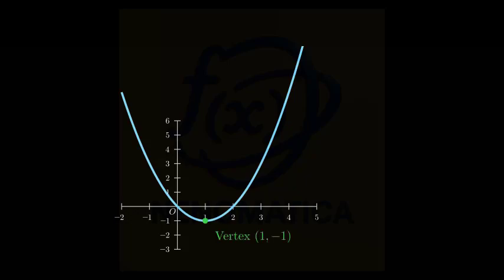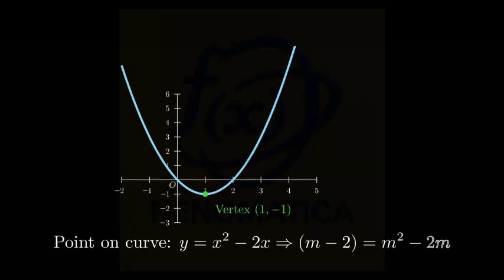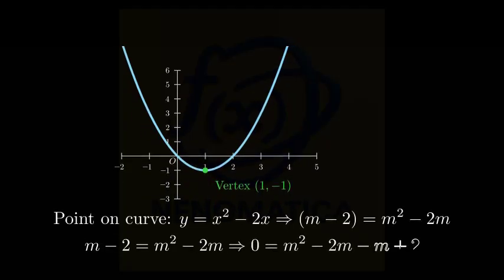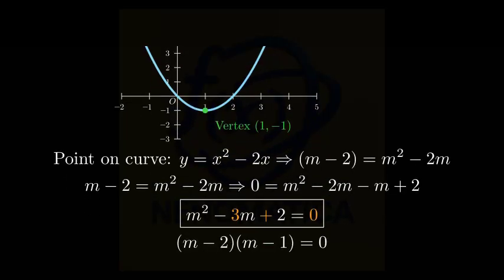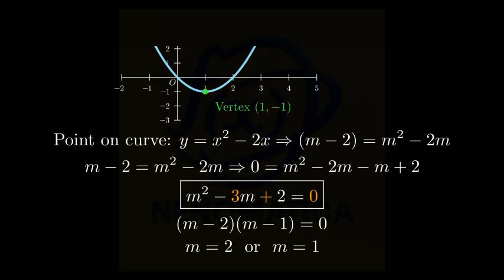Condition 1. If S(m, m minus 2) is on the parabola, then its coordinates satisfy the equation y equals x squared minus 2x. So we substitute x equals m and y equals m minus 2 to get m minus 2 equals m squared minus 2m. Now rearrange everything to one side. We get m squared minus 3m plus 2 equals 0. Factor the quadratic. It becomes (m minus 2)(m minus 1) equals 0. Therefore, m equals 2 or m equals 1.